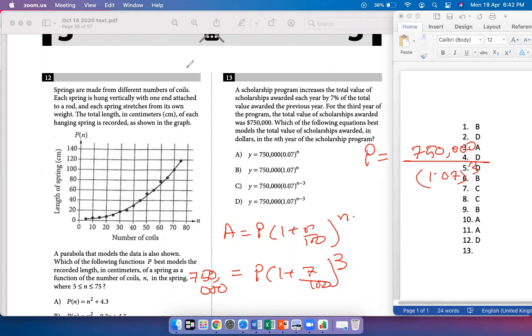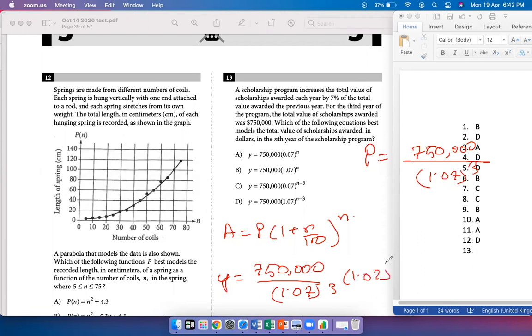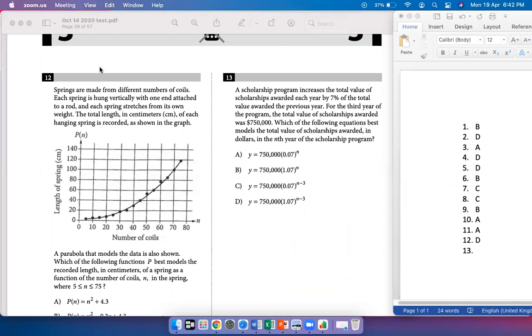So then for the nth year, it would simply be y is equal to p, which is 750,000 divided by 1.07 cube into 1.07 to the power n, which is 750,000 into 1.07 to the power n minus 3. So that's option D, right? So yeah, that's how we get this.